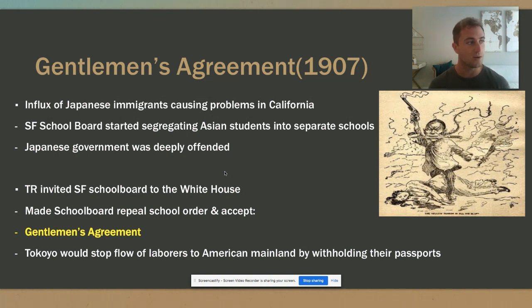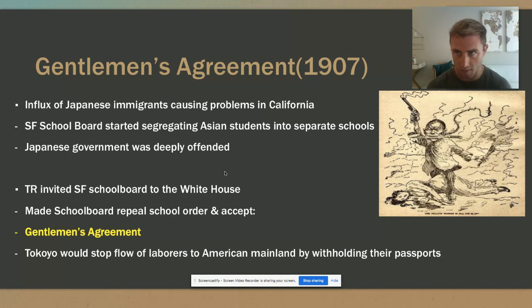And so Teddy Roosevelt correctly is going to see this situation. He's going to invite the San Francisco School Board to come to the White House. And he actually does this twice. He does this one time with the San Francisco School Board. He does this another time with coal miners and the owners of coal mines. And he is going to negotiate a settlement with this San Francisco School Board in which he says you cannot segregate Asian students into separate schools. I'll talk to the Japanese government. That's exactly what he does.